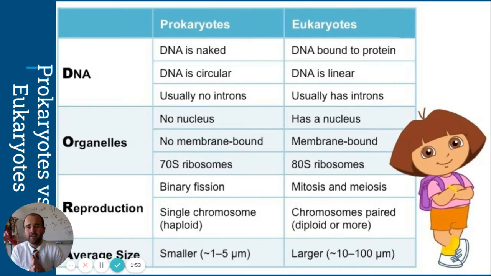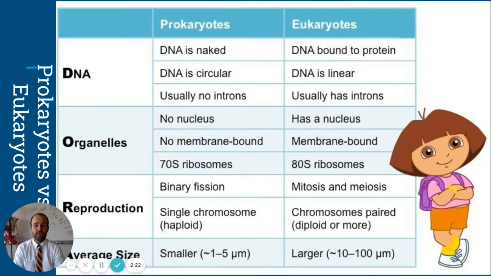O for organelles. The prokaryotes have no nucleus, no membrane-bound organelles, and 70S, which just means smaller ribosomes. When we compare that to our eukaryotes, we have a nucleus present, that true kernel. We have membrane-bound organelles, things like mitochondria and chloroplasts and vacuoles, and then 80S ribosomes, which means they're a little bit bigger.